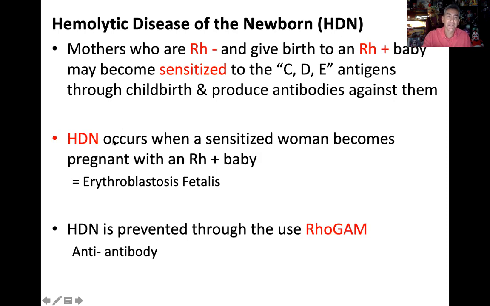So again, HDN occurs when a sensitized woman becomes pregnant with an Rh positive baby. And to prevent this, HDN is prevented through the use of RhoGAM. So RhoGAM is basically like an anti-antibody. It's going to attack the antibodies that are trying to attack the Rh factor, and it doesn't allow them to develop in the first place. So basically like an anti-antibody.